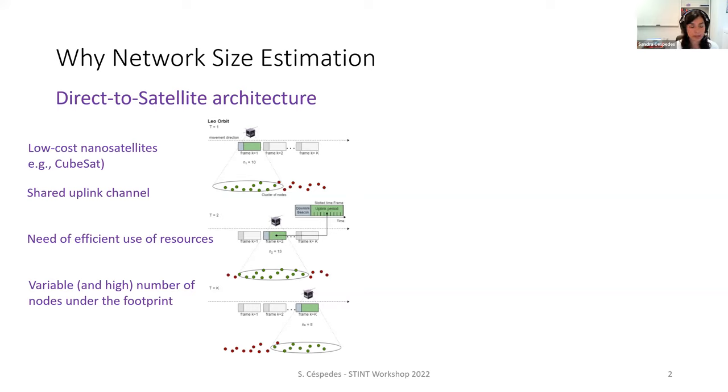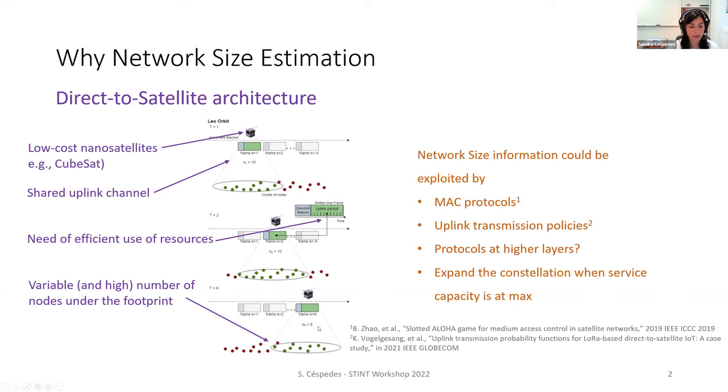And what the nanosatellite is perceiving from the ground network is that there is a variable and possibly high number of nodes under the footprint. Many of the network protocols, either access protocols or routing protocols, will have an impact depending on how many nodes on Earth are intending to transport information towards the satellite. So we need to deal with constrained resources at the nanosatellite. We also have a shared uplink, and the resources are limited, because in this example we are using, for example, a MAC protocol that uses a time division approach in which we have frames that are slotted in time, and the number of users or nodes could be high.